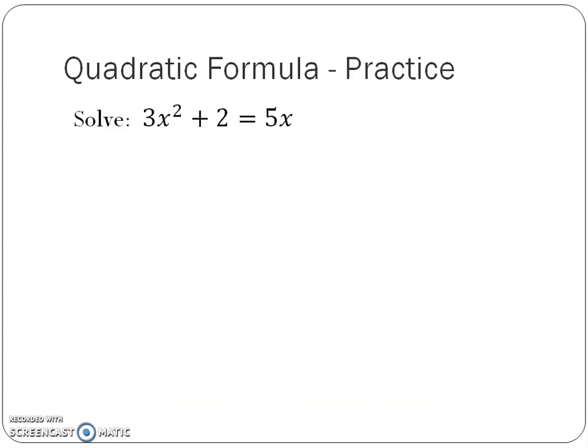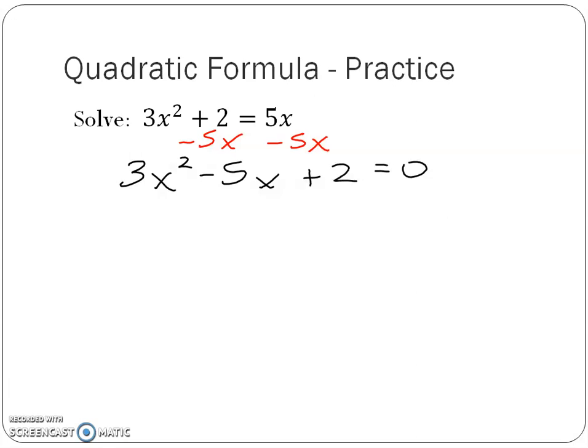But anyway, let's go ahead and practice then. Quadratic formula practice. I have 3x squared plus 2x equals 5x. Now, before I'm ready to solve this, I have to make sure it equals 0, just like every other problem. So I'm going to subtract 5x to both sides. And when I do that, I have 3x squared minus 5x plus 2 equals 0. Okay? Getting ready to do these then, we need to determine what is your a value, what is your b value, what is your c value.